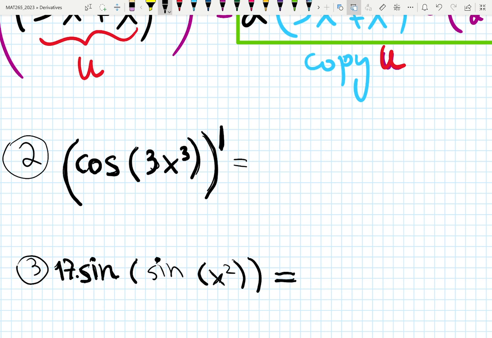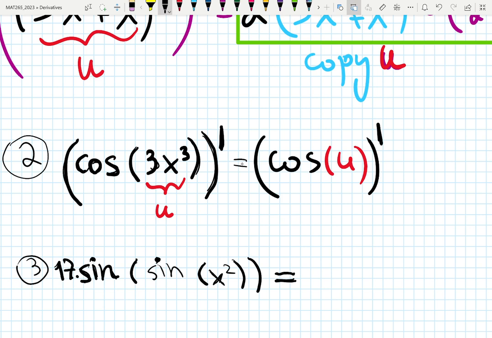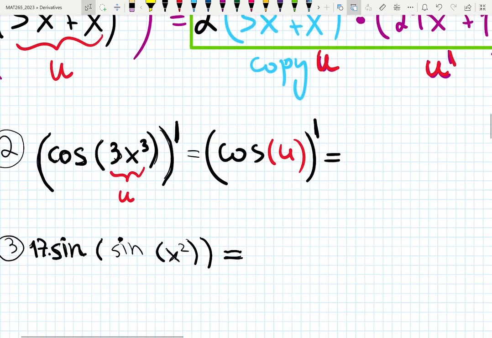Cosine of 3x to the third. This time I will use u, or anything you want. u, w, m. Let's call the function inside u. Then we're working with cosine of u, and they ask us to differentiate that. And I'm like, okay, I know how to differentiate cosine. So I'm going to differentiate cosine. It gives you what?